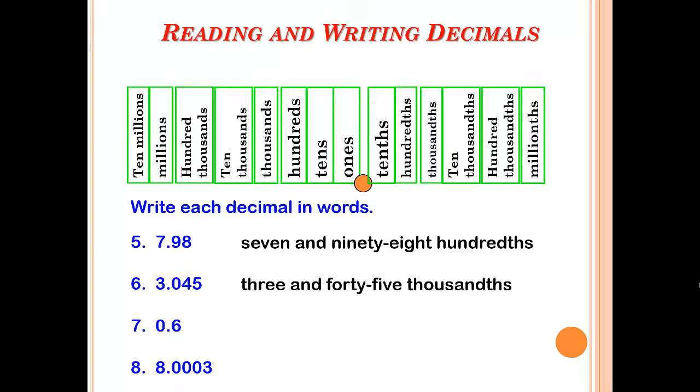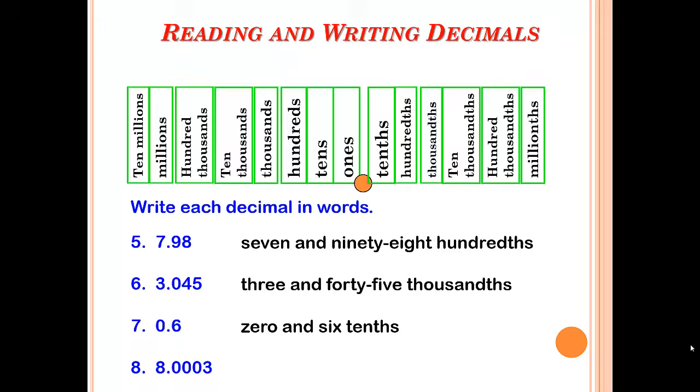Now for number 7, we have 0.6. Our last digit is the 6. The 6 is 1 digit to the right of our decimal point. So 1 digit to the right would be the tenths place. So we have 6/10, or we can say this as 0 and 6/10.